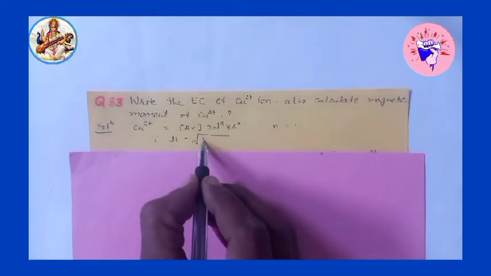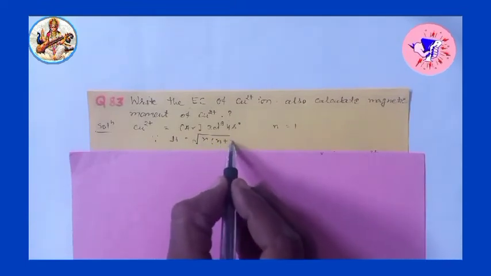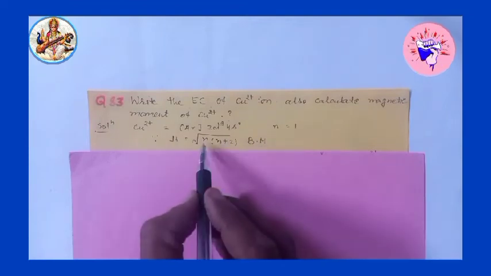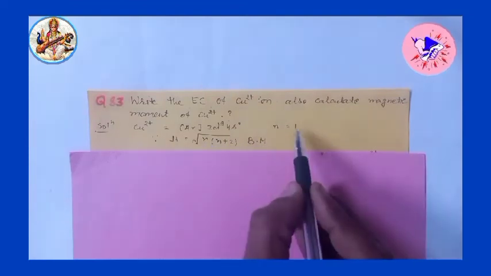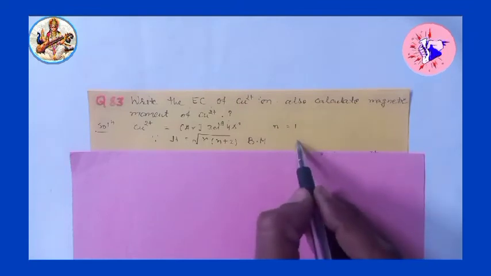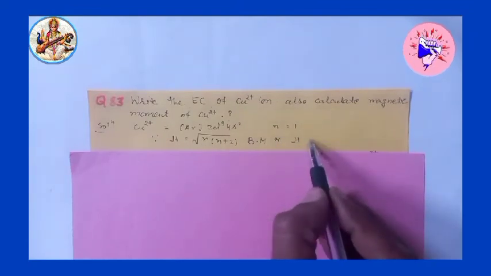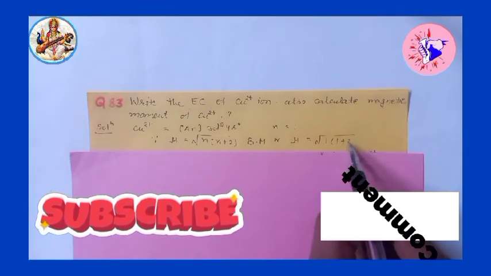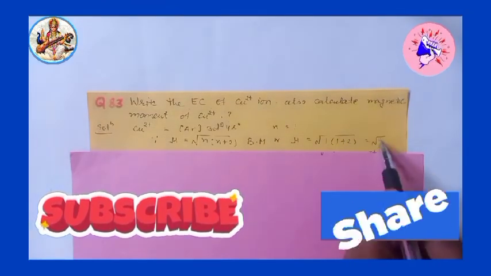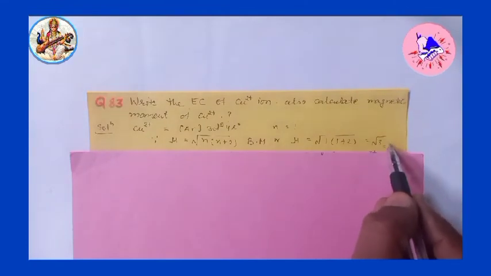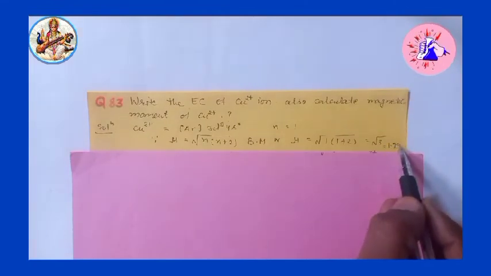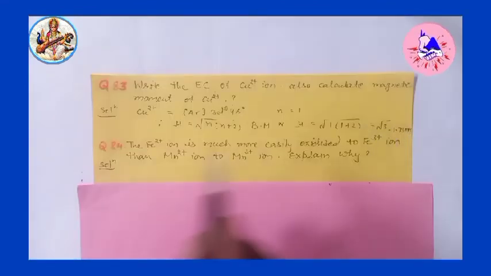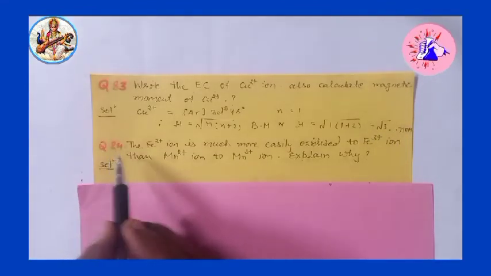We know that the magnetic moment mu is equal to root of n(n+2) Bohr magneton. Here the value of n is 1, so the magnetic moment mu is equal to root of 1 into (1+2), which means root 3. So the answer will be 1.73 Bohr magneton.